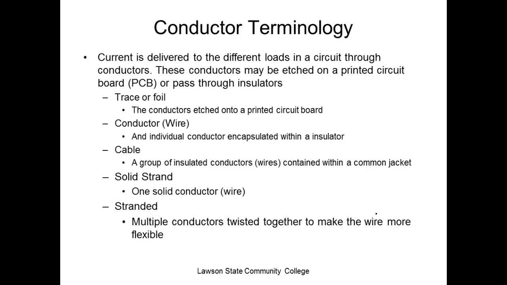Solid is easier to terminate, which means we can wrap it around a screw and tighten it down. We can twist them together. So house wiring is basically you wrap stuff around screws and tighten it down, or you twist them together and put it under a wire nut. We can do that with stranded wire.